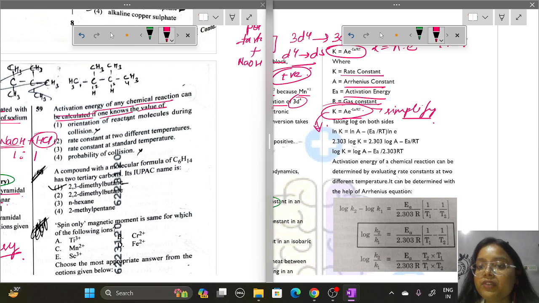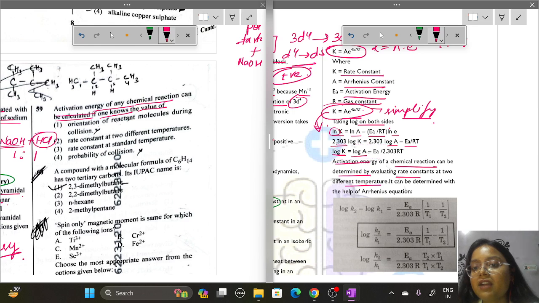So what we will do is take log on both sides. On taking log on both sides, ln k becomes ln A minus Ea/RT ln e. Now we are converting ln with 2.303, so it becomes 2.303 log k = 2.303 log A minus Ea/RT. So log k becomes log A minus Ea/(2.303 RT).